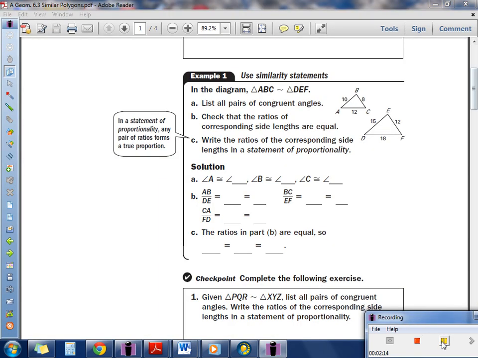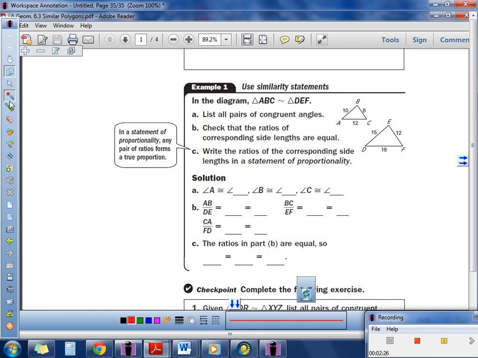Example 1's pretty straightforward. It says list all pairs of congruent angles. It's telling us that these shapes are similar. That's what this symbol right here means. Just the tilde means similar. So they have the same angles, just different sides. And you can obviously see they have different sides. It says list all pairs of congruent angles. So angle A corresponds and is congruent to angle D. Angle B matches with E, and C matches with F. That part's easy. Part A, no problem.